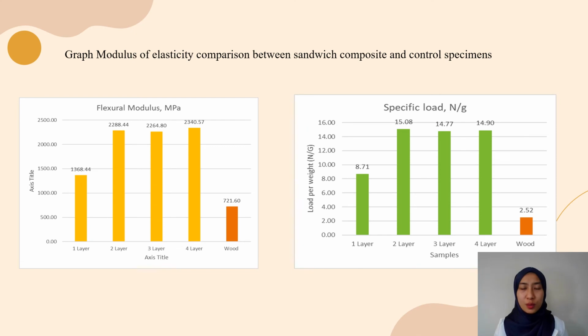Consequently, the sandwich composite with 4 layers had the maximum flexural strength, but the specific load of 2 layers proved to be the most optimum because the specimen with 4 layers was too heavy. The specimen with 2 layers is much lighter but still strong.